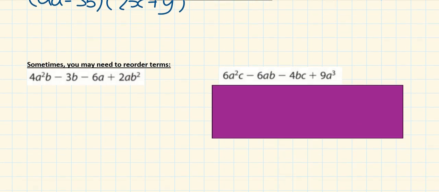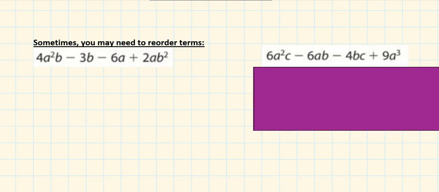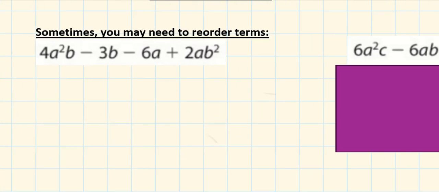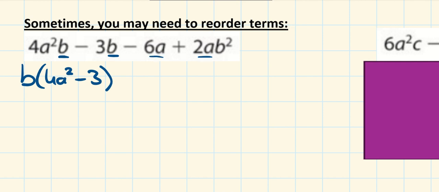Okay, just one last thing before we go on. Sometimes, now not always, but sometimes you might need to reorder the terms. So if you take a look at this one, I'll just zoom in on it. You can try and factorize this. So you look at it and you're like, okay, so there's a b there. Factorize out the b, then 4a squared minus 3. Okay, seems fine. And then you go, okay, so we've got a 6a and a 2a. So you could say it's minus 2a, and then you've got 3 plus b squared.